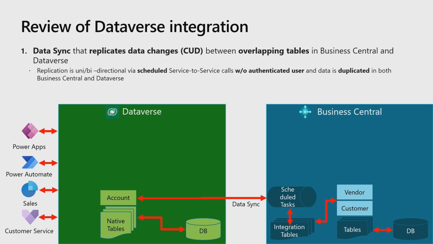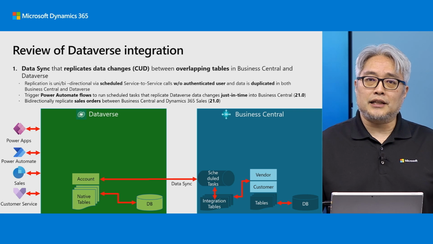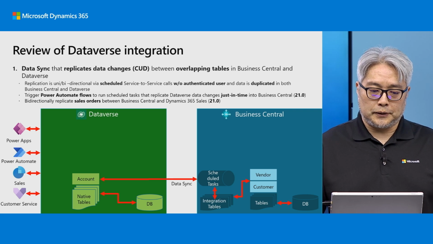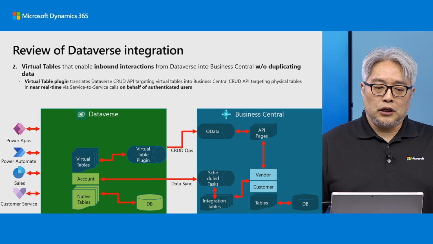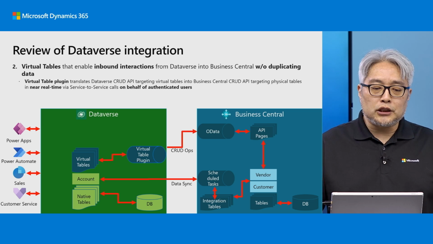A lot of our investment in data sync has been done in the previous release. For example, you can now trigger Power Automate flows that run scheduled tasks to replicate Dataverse data changes just in time into Business Central. This is version 21. And finally, bidirectionally, you can also replicate sales orders between Business Central and Dynamics 365 Sales in the last version, which is 21.0. Now, we are talking about the second interaction type enabled by Dataverse integration, which is virtual tables.